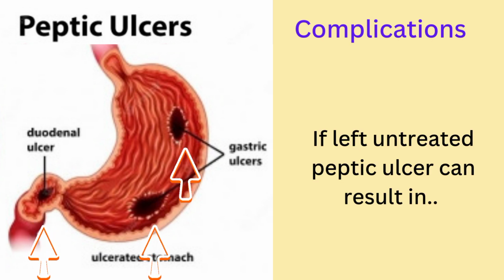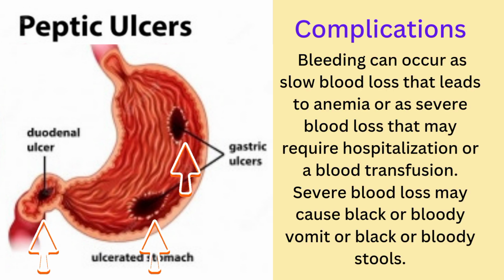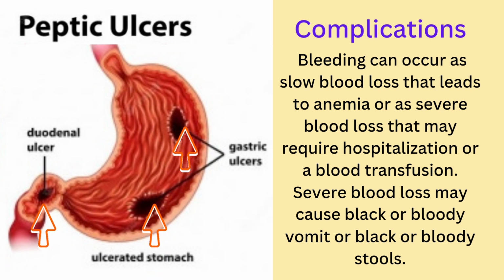If left untreated, peptic ulcer can result in number 1, internal bleeding. Bleeding can occur as slow blood loss that leads to anemia, or as severe blood loss that may require hospitalization or a blood transfusion. Severe blood loss may cause black or bloody vomit or black or bloody stools.